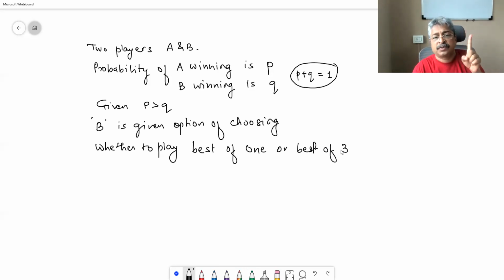You play one match and the result is declared final, or you play 3 matches, one after the other, and best of 3 means the one who will win 2 is the winner. Okay, that is called best of 3, and best of 1 is you play only one match, whoever is the winner is the final winner. So B is given the option to choose whether to select the format of the match, best of 1 or best of 3. If you are consultant to B, what will you advise? What is your advice?